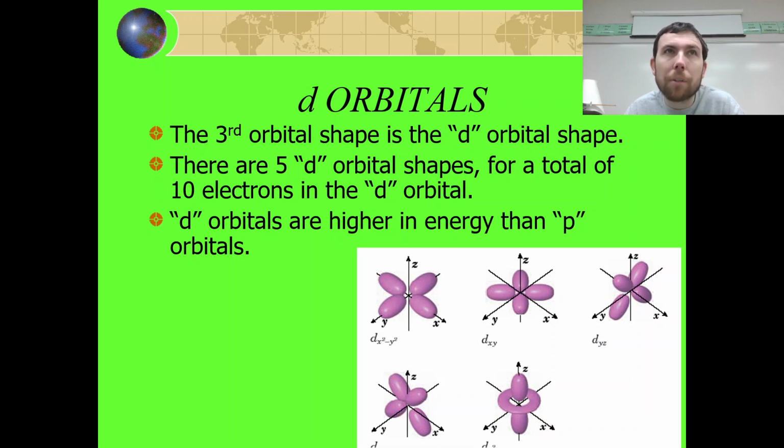And if you remember, the term that we use to talk about the energies of the 5 d orbitals being the same is that we say they're degenerate, that they have the same energy.